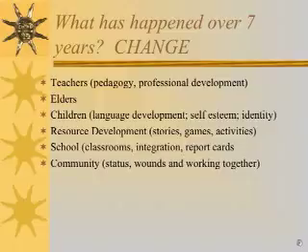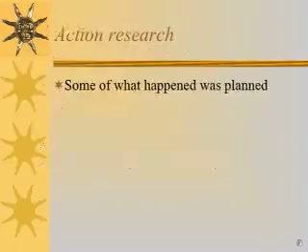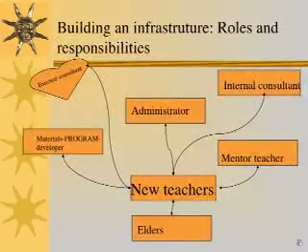Teachers, elders, children, resource development, the school, and the community. Some of what happened was planned, and we see, for example, that we needed to build an infrastructure with a variety of roles and responsibilities. And that takes time. And so this was a planned and intended building process, from making sure that there was an Aboriginal speaking administrator to an internal consultant, that there was an experienced mentor teacher who could mentor new teachers into the program, and that there were materials that were being developed by someone with more and more experience who became a program developer and would be able to help train teachers and give them access.